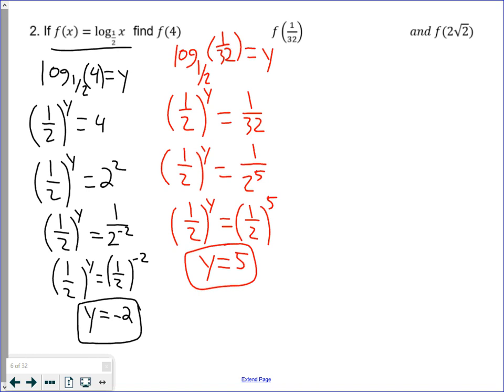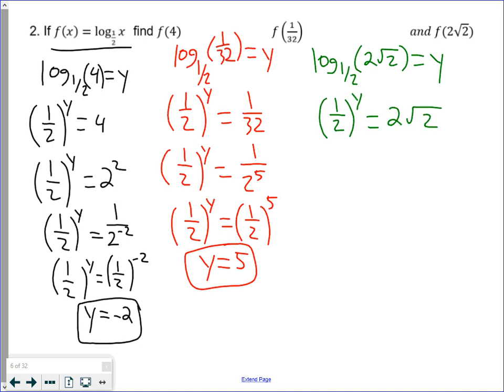And now for our last problem of number 2, we have f of 2 root 2. So our x equals 2 root 2. So we have log of base 1/2 of 2 root 2 is all going to equal y. Plug in x, set equal to y. And now we're going to change it into exponential form. So we get 1/2 raised to the y equals 2 root 2.